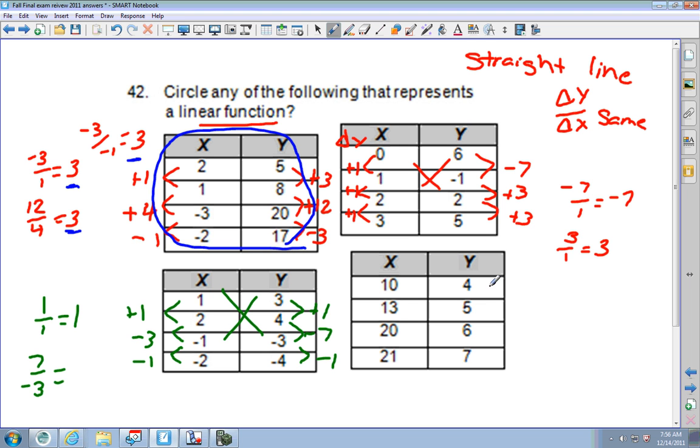The next one, plus 1, plus 1, plus 1, plus 3, plus 7, plus 1. 1 over 3, 1 over 7. Those do not work. So the only one that is linear is that first one.